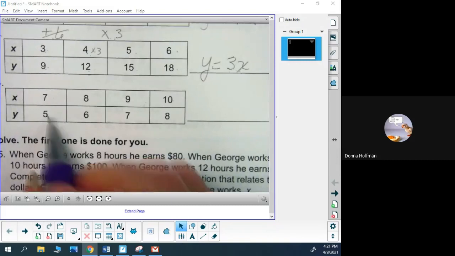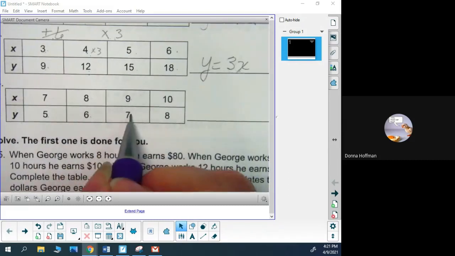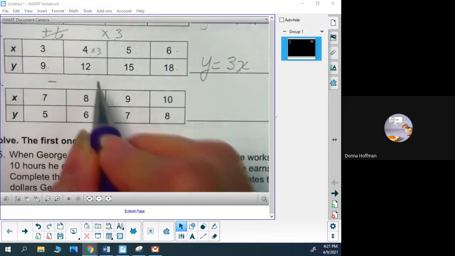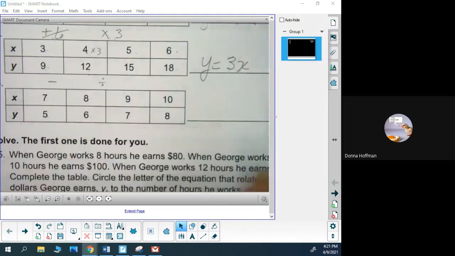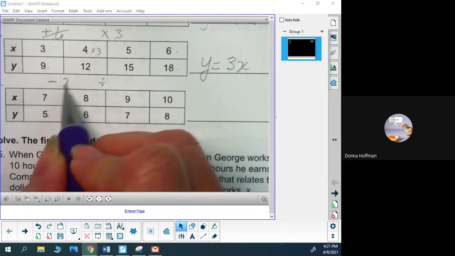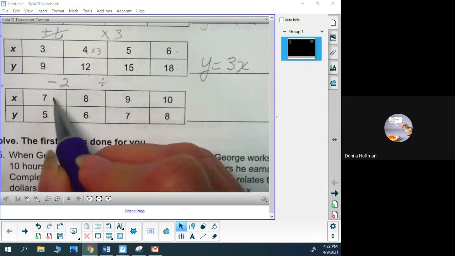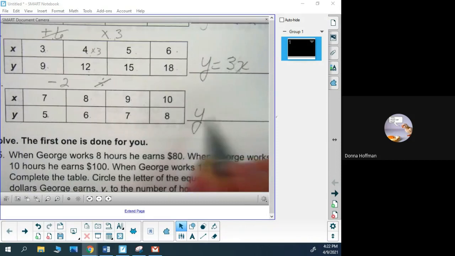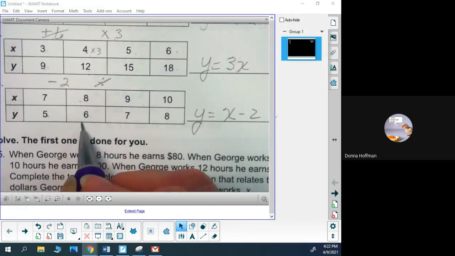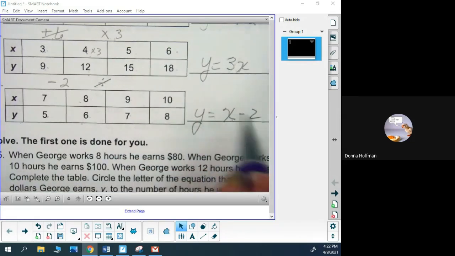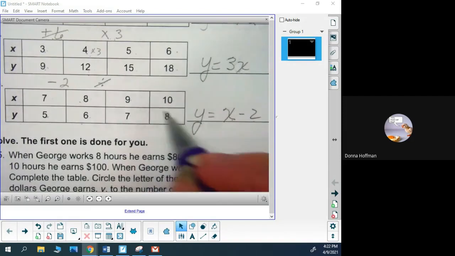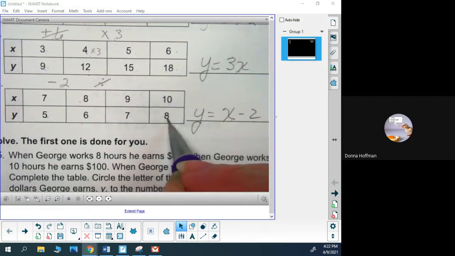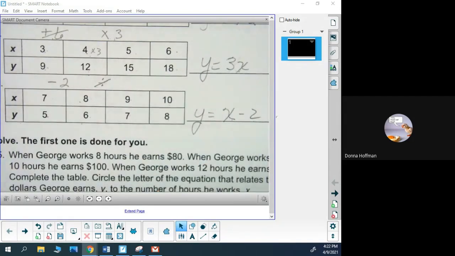7 to 5, decrease. 8 to 6, decrease. 9 to 7, decrease. If I'm decreasing, it's going to be subtraction or division. And 7 to 5, you can't divide anything by 7 to get 5, so I already know it's minus 2. I know my equation starts with y equals x minus 2. So it goes in as an x and comes out 2 less. So it's x minus 2. This is the equation that represents that table. If it goes in a 10 and I subtract 2, it comes out an 8. So I know that that works.